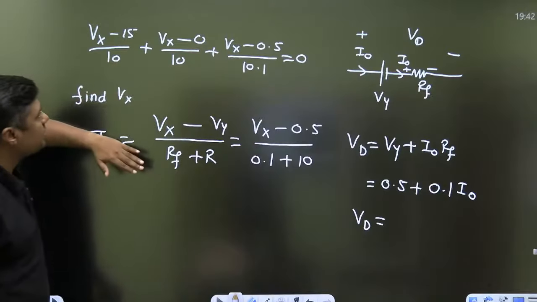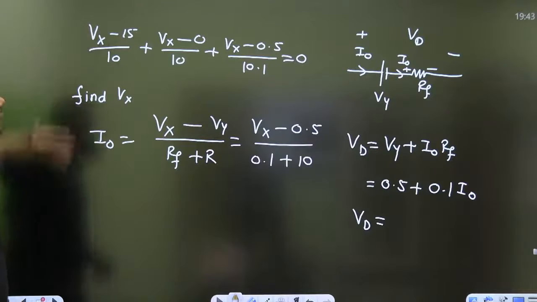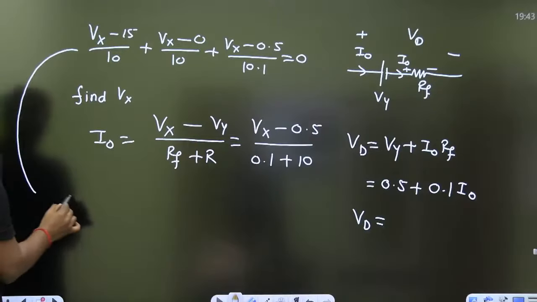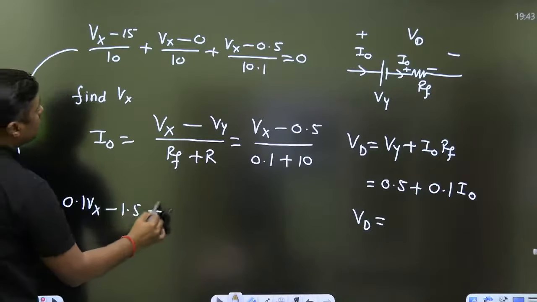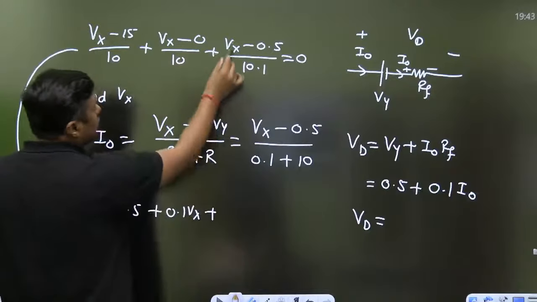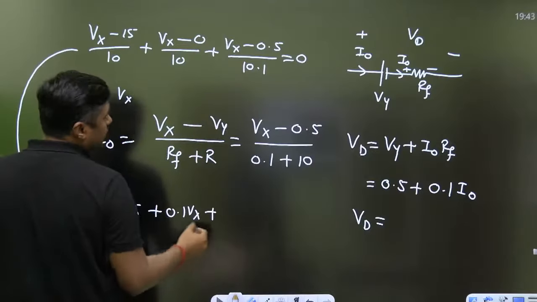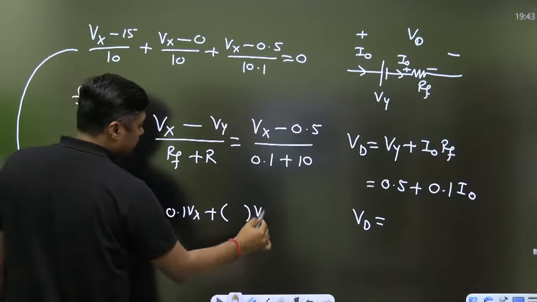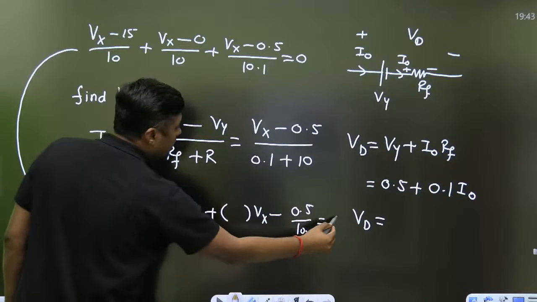Then you have to take the LCM accordingly, or you have to change the value. I am just giving you the hint. No need to take the LCM. It will become 0.1 Vx minus 1.5 plus 0.1 Vx plus Vx divided by 10.1, get the value in points. And then 0.5 divided by 10.1, get the Vx. Then it will become very easy.